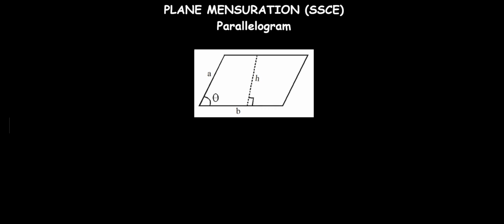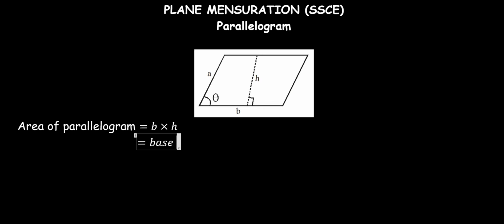Welcome everyone to our plane mensuration series, the SSC aspect of it. Today we'll be treating parallelogram. A simple diagram of a parallelogram is given below. Area of a parallelogram is equal to B times H, which is the same thing as base times height, and applying the given angle, it is the same thing as AB sine theta.